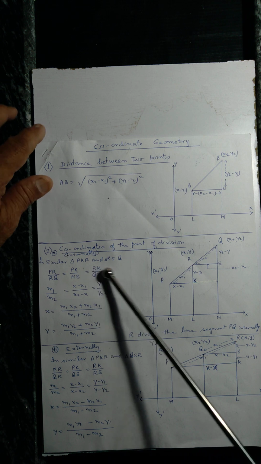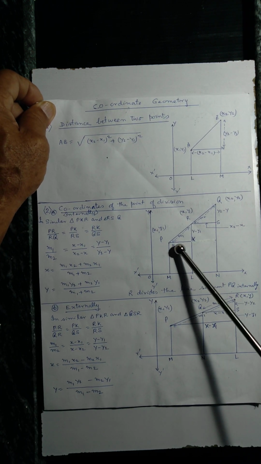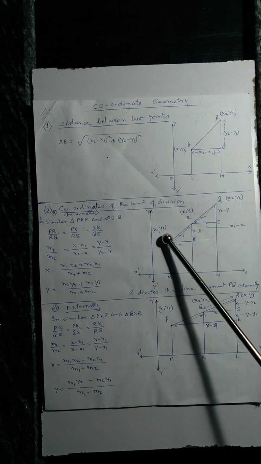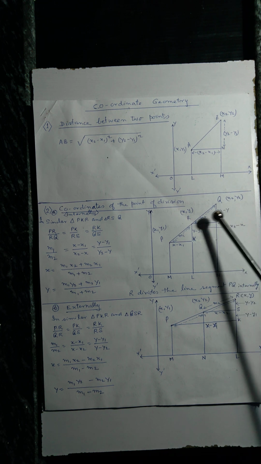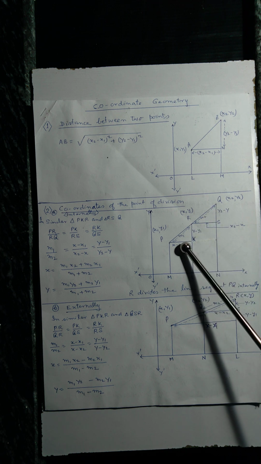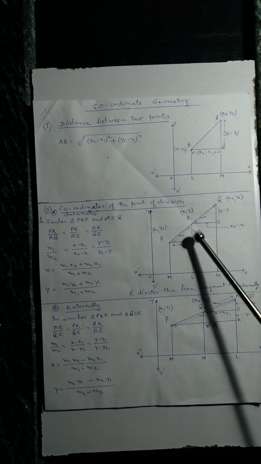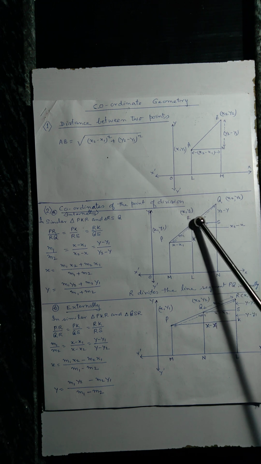Now proceed to the coordinates of the point of division, or the section formula you can say. This section formula is divided in 2 parts, internally and externally. Let us proceed with internally first. Let P and Q be the 2 points whose coordinates are given: P is (x1, y1) and Q is (x2, y2). There is a point R which divides the line segment PQ in the ratio M1 to M2. We have to find the coordinates of the point R, that is (x, y).